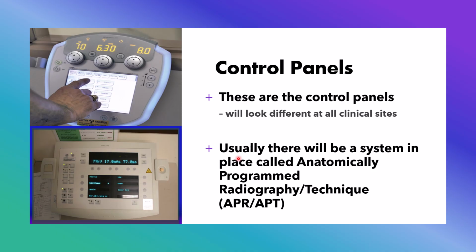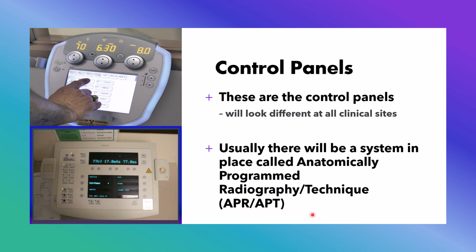And usually on most of the newer systems, there's going to be something called the automatically programmed radiography, or automatically programmed technique. You can also see that on our machines: you select a body part and it already gives you a recommendation on what that exposure could be. You can change that at any time though, and it has to be preset.